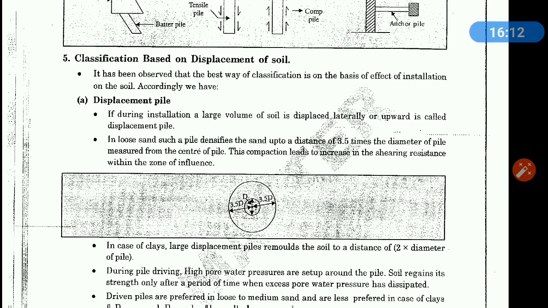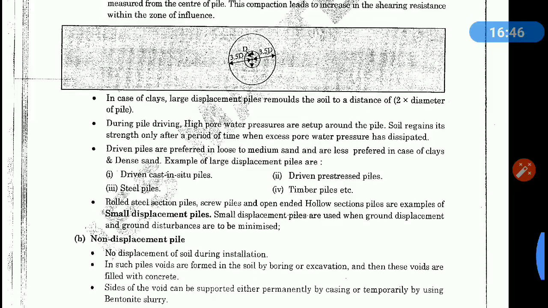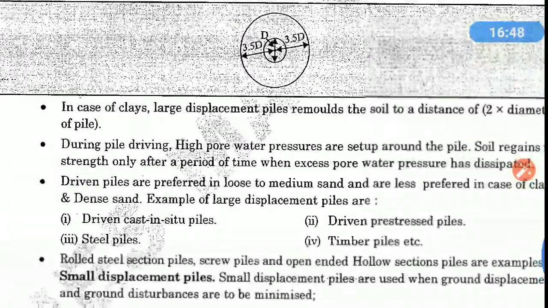If during installation a large volume of soil is displaced laterally upward, it is called a displacement pile. In case of loose sand, the pile densifies the sand up to a distance of 3.5 times the diameter of the pile, measured from the center of the pile. This compaction leads to an increase in shearing resistance within the zone of influence, like you can see in this figure.